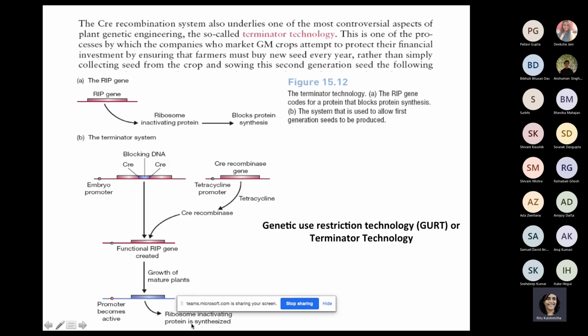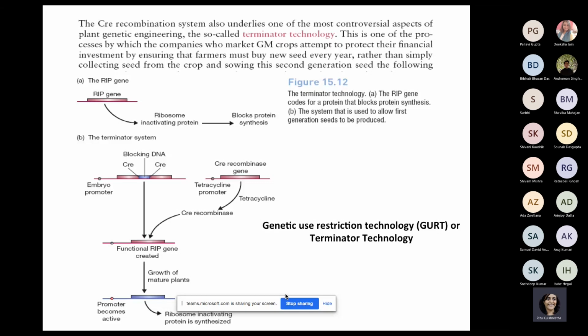As a result, the seeds that will be made will be highly sterile in nature. So it is said that even though some seed is made, if the farmer grows that in the field, it will be sterile and they will not be able to grow the plant. Is this clear?